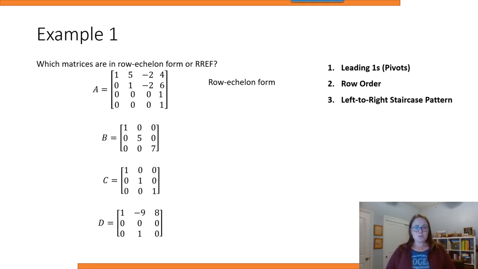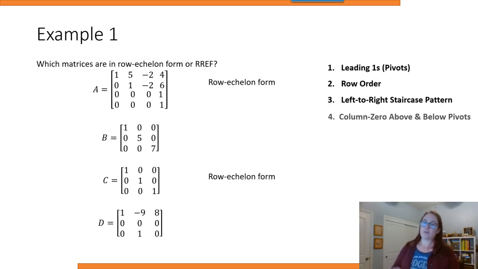For the third one, this one looks really great. It has 1s in the leading positions. It has a staircase pattern, and there's no 0 rows for a row order error. So that one is also row echelon form. The last one, well, the problem with this one is I have a row of all zeros in the middle of the matrix. So it is not in row echelon form because my 0 rows are not at the bottom. So A and C are the only 2 that are in row echelon form.